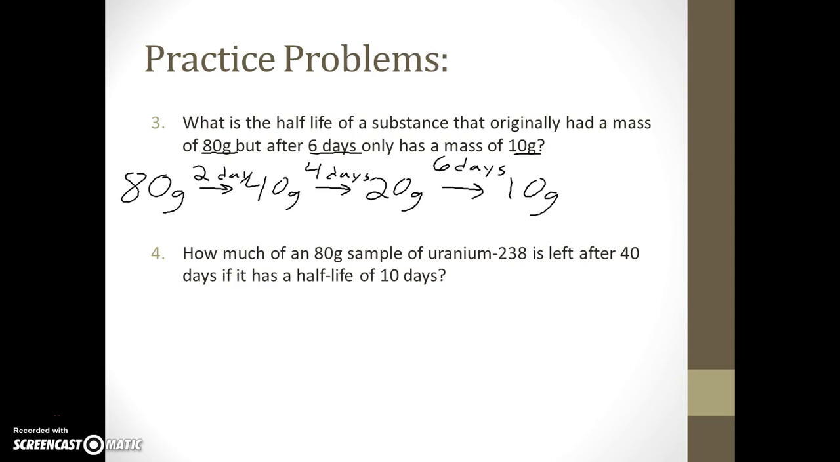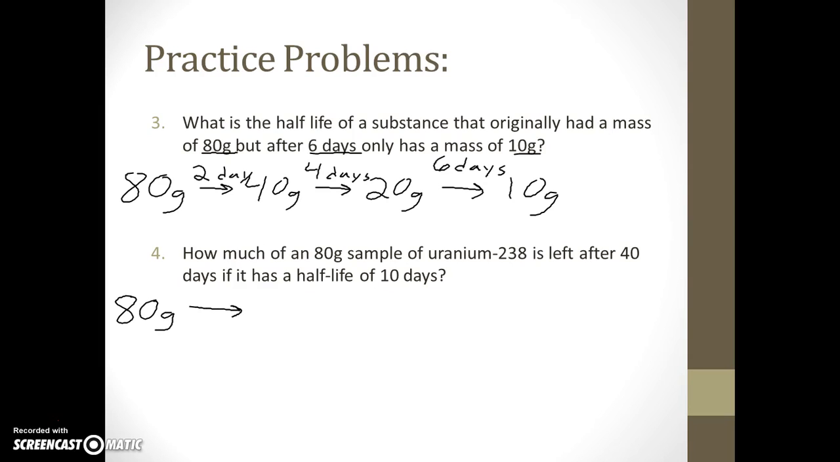So it's asking you the same question, it's the same type of problem, it's just working it in a different direction. So you have to make sure you know what the question is asking you before you go through and work it. So the last example we're going to look at is number 4 here. How much of an 80-gram sample of uranium-238 is left after 40 days if it has a half-life of 10 days? So we're going to write out what we start with, 80 grams.